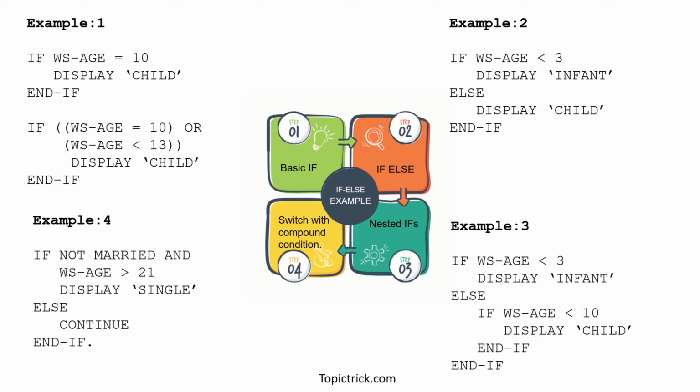Similarly, in the second example, you're using a compound condition that says if age is equal to 10 or age is less than 13. Then also I'm just displaying the category as child.